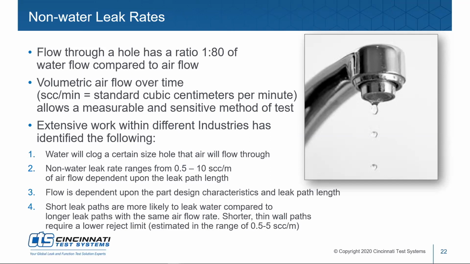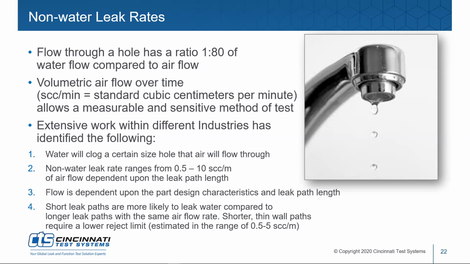And years of working with our customers, like we said, the flow rate difference of air to water is 80 to 1. And working with certain customers in industry, like water faucets, headlamps, tail lamps, and radiators, all have identified non-water leak rates in the range of 0.5 to 10 sccm. The reason for that range is because of what we were saying earlier: your leak path length is going to affect what your final leak rate is.